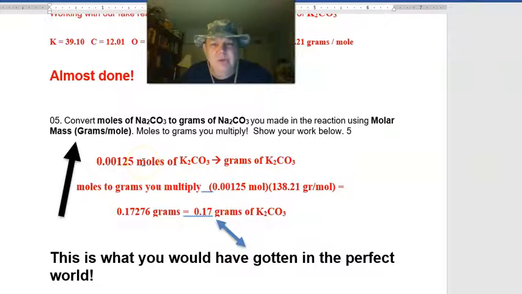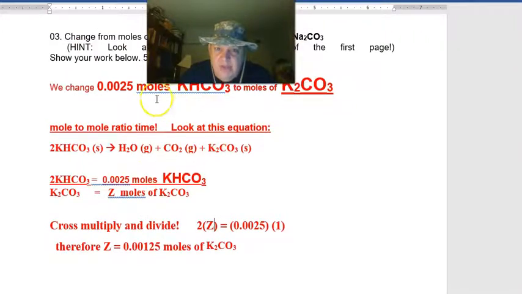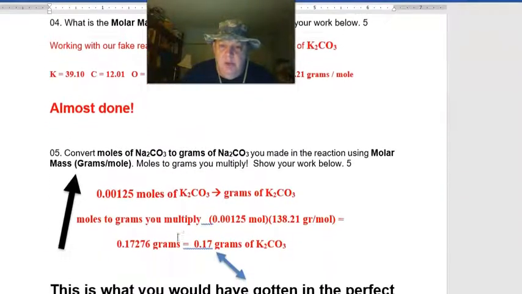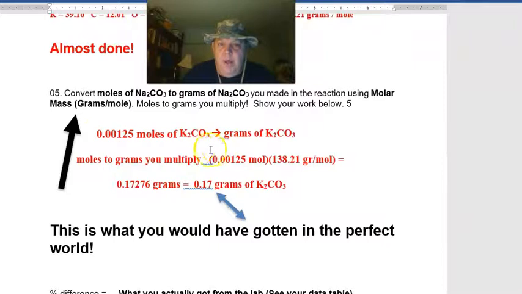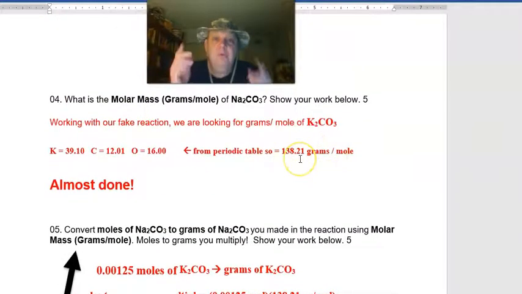Wait, where did that 0.00125 come from? Let's go back up, because remember, we had to change it from moles of our reactant, our potassium bicarbonate, to moles of potassium carbonate. Okay, and we worked all this out, and that's how we ended up with a 0.00125. So now we're going to come down, and we know that moles to grams we multiply, so it's the number of moles times how many grams there are in a mole. Wait, where did that 138.21 come from? Right here from the previous problem.